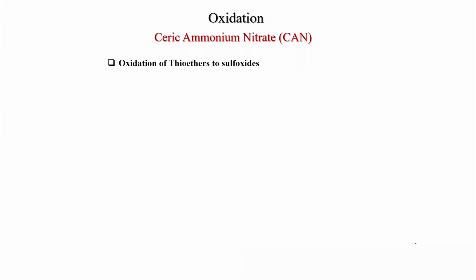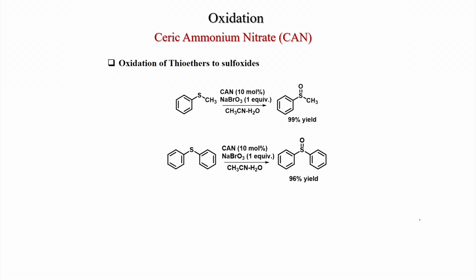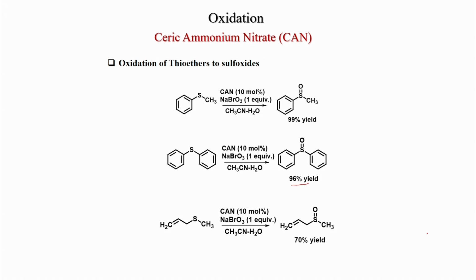Another important reaction that ceric ammonium nitrate performs is oxidation of thioethers to sulfoxides, and this thioether with ceric ammonium nitrate, and here again you have to use sodium bromate 1 equivalent, you get this sulfoxide in 99% yield. Both aromatic system and thioether, this also can be oxidized with ceric ammonium nitrate, sodium bromate 1 equivalent in acetonitrile water, it gives 96% yield of this sulfoxide.